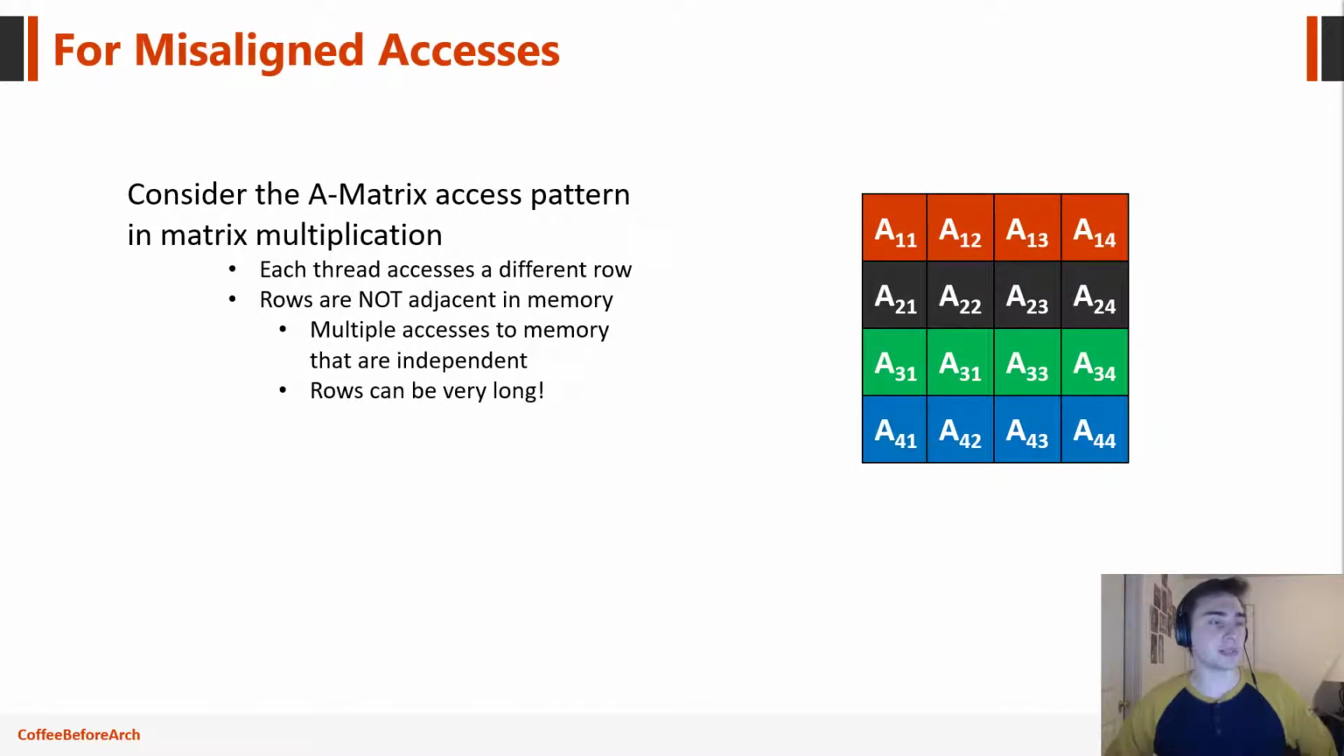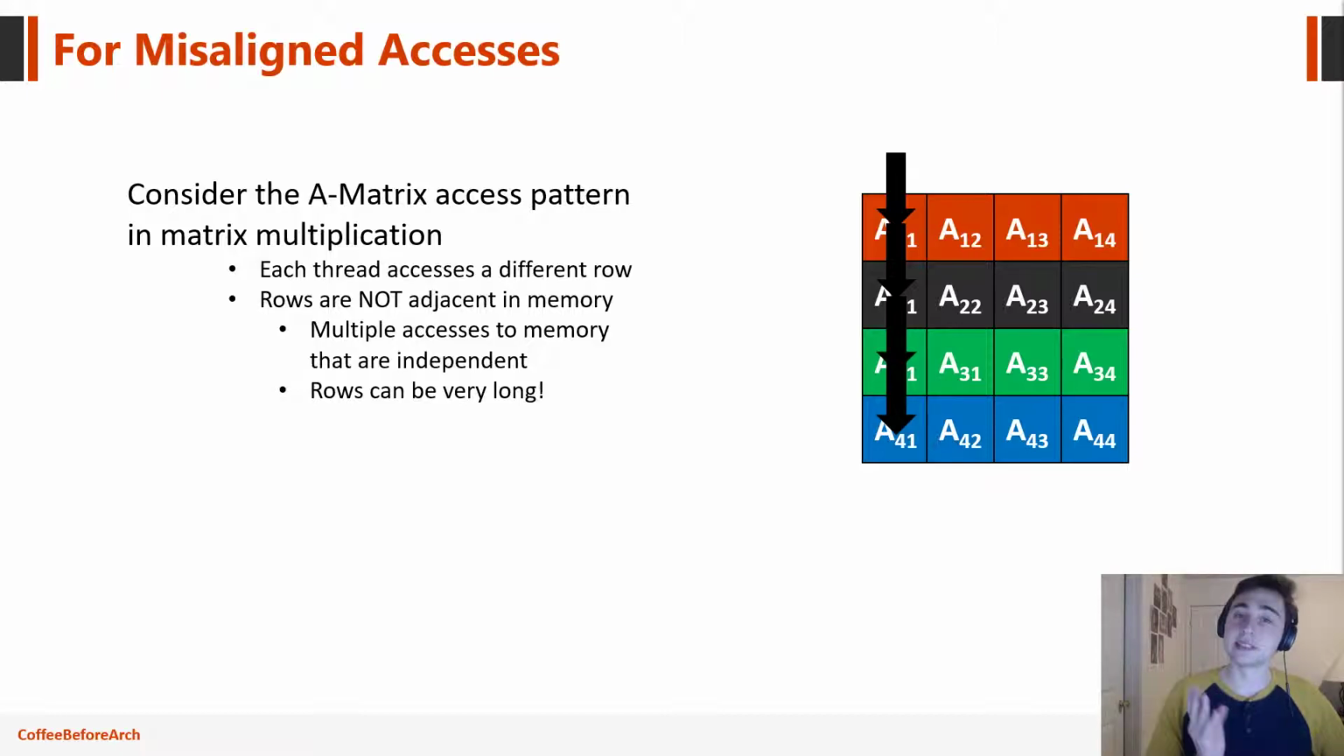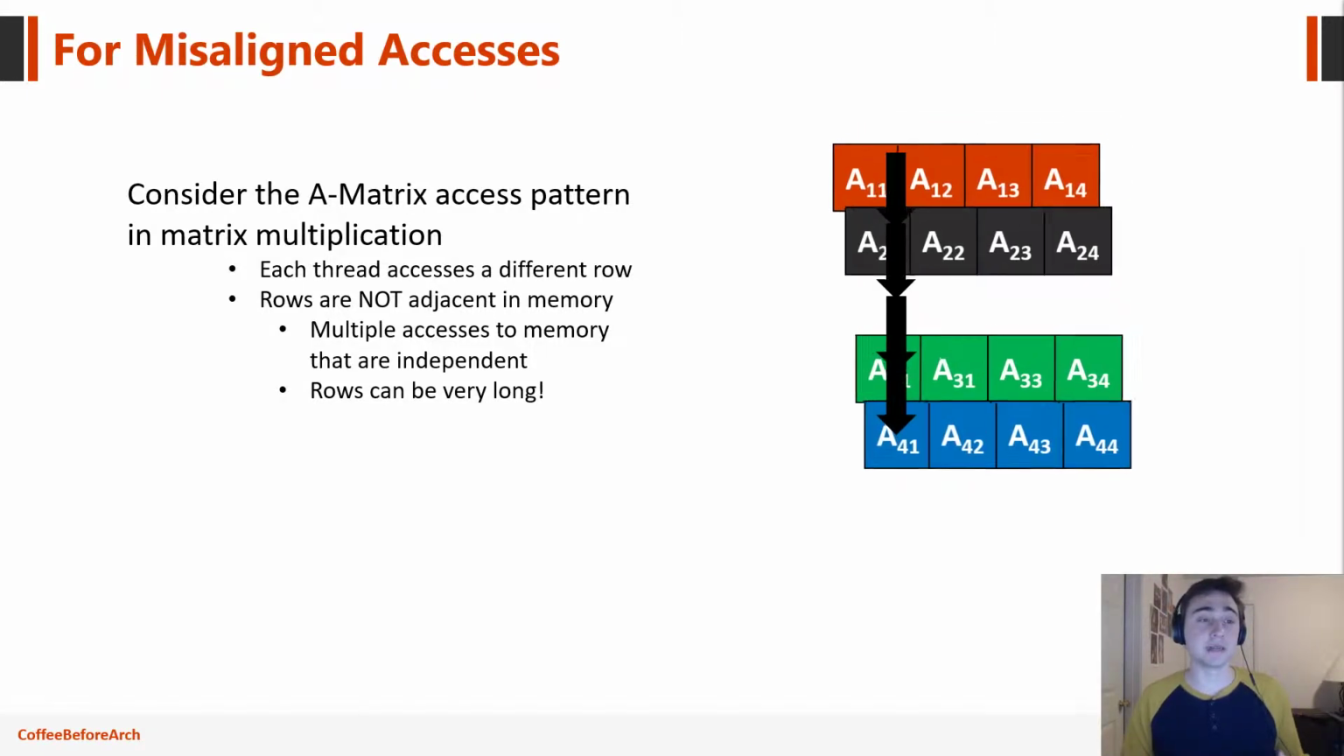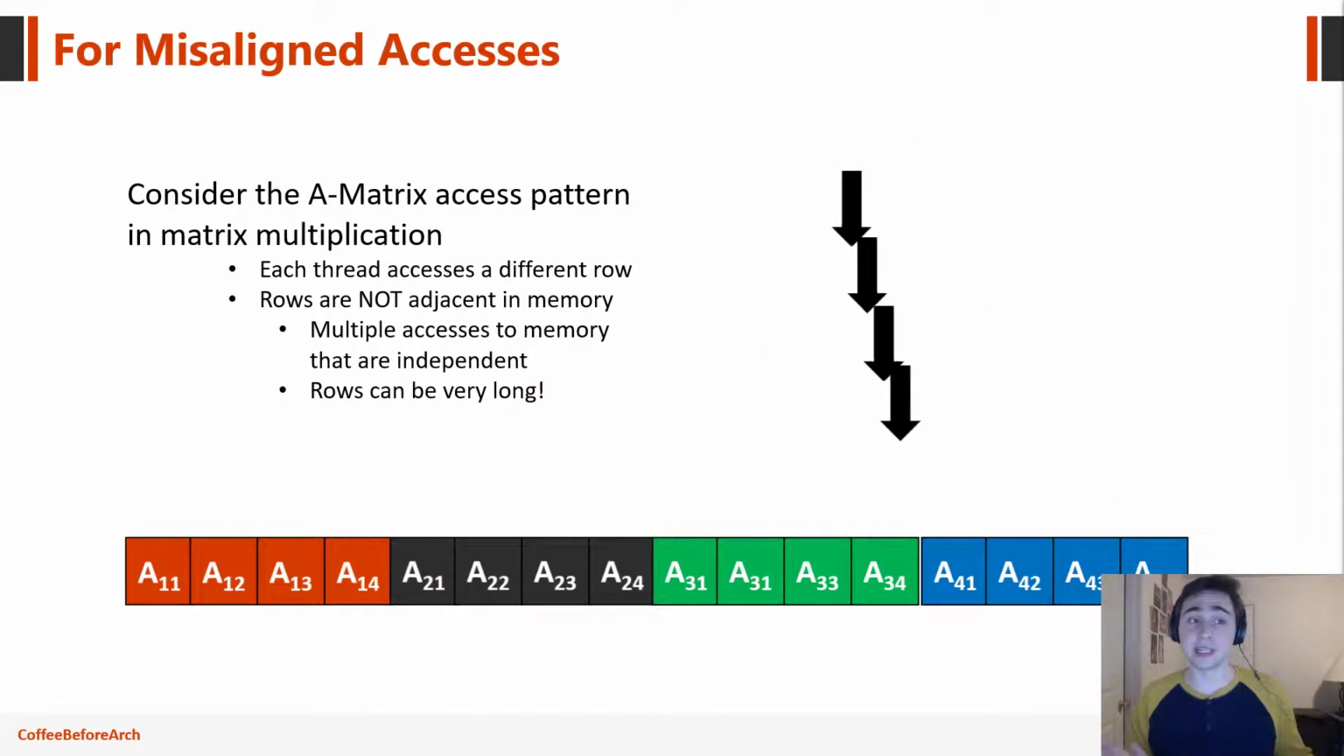So let's look at the opposite case, misaligned accesses. Consider the A matrix now. With the A matrix, the threads access different rows and march along the rows. So in this case, each thread accesses a different row. Rows are not adjacent in memory. This leads to multiple accesses to memory that are independent.